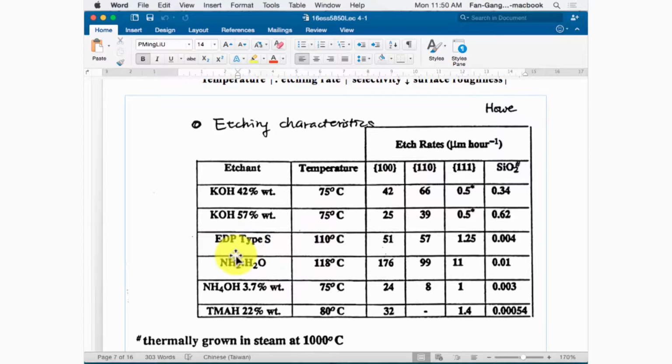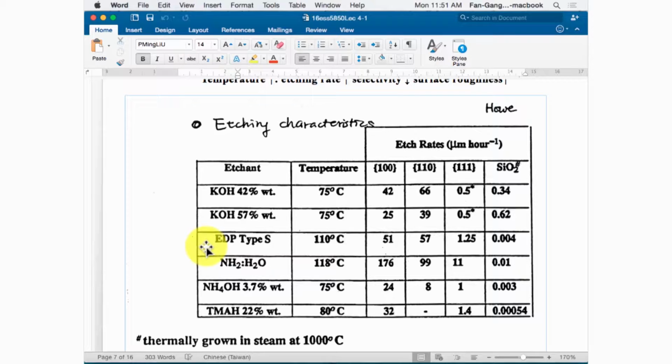And another type of etchant we call the EDP. EDP is ethylenediamine pyrocatechol. It's a very special chemical. This chemical smells quite good, actually, but it's quite harmful for your health. Yeah, it's a cancer-causing material, so don't breathe too much. I used it a lot actually during my PhD study, but I never use that anymore since I came back to Taiwan. So don't worry about that. In your lab, we don't have these kind of things anymore.